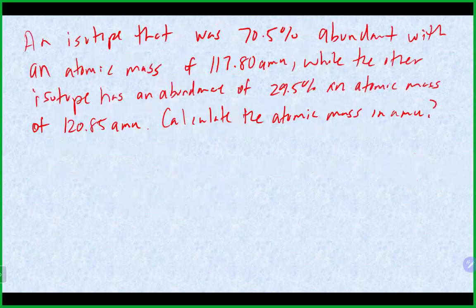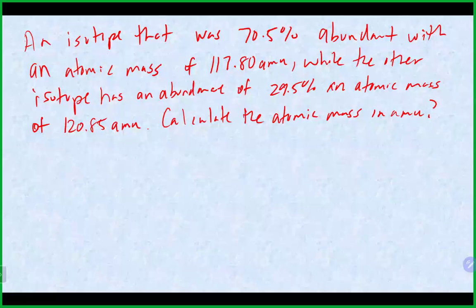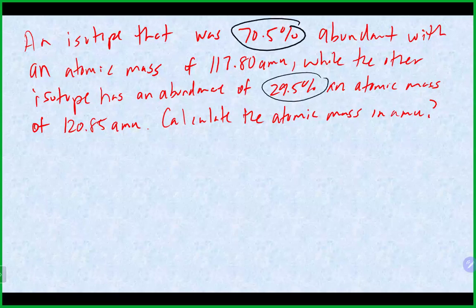All right, let's try maybe another one here. An isotope that is 70.5% abundant with an atomic mass of 117.80, while the other isotope has an abundance of 29.5% and an atomic mass of 120.85. What is the atomic mass in AMU? Again, we got a couple of isotopes. We got some percentages for each of them. Just a quick look at it again, it is about 100%, so we're not missing anything. So we can calculate our atomic mass.